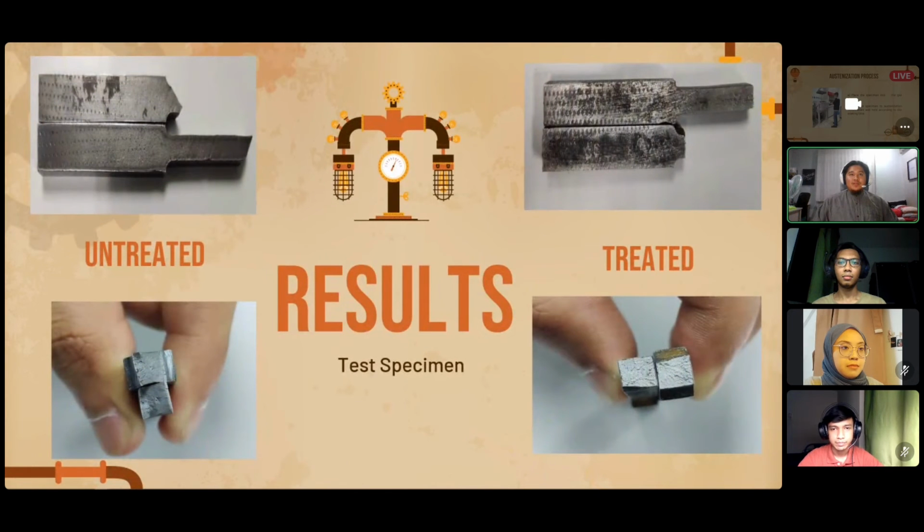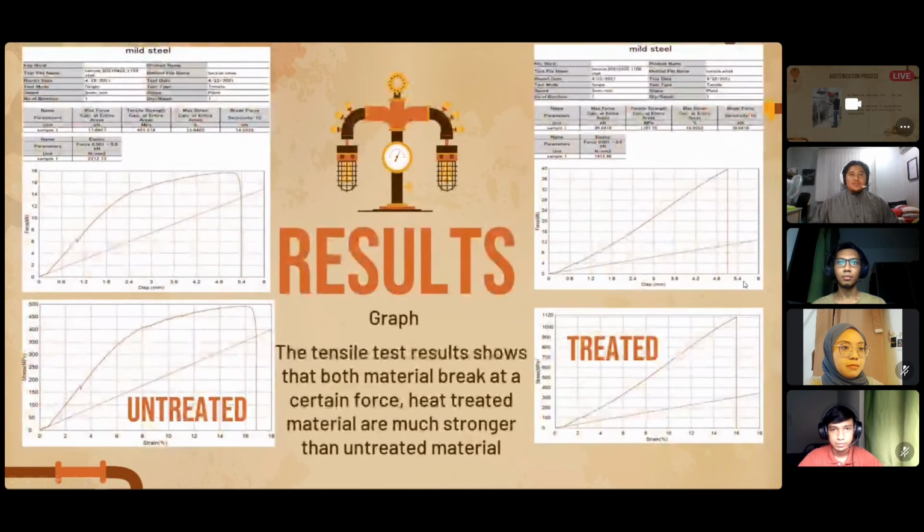And here is the result for the test specimen. You can see the untreated and treated results. And here is the result graph. The tensile test result shows that both materials break at a certain force. Heat-treated materials are much stronger than untreated materials.